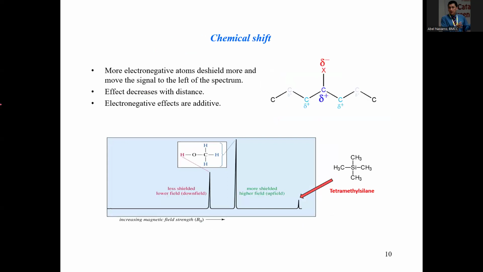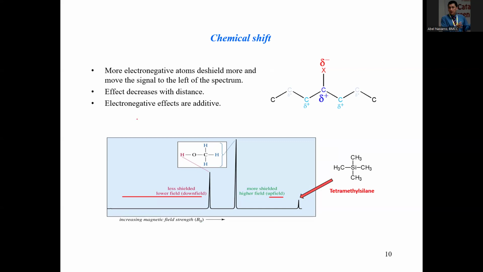Here's how you see it. I told you this already. The left side is called downfield and the right side is called upfield. More electronegative atoms are in the deshielded region, and this is the shielded region. Electronegative atoms deshield more and move the signal to the left side. The effect decreases with distance. That's exactly what I was telling you. The farther you are away from an electronegative atom, the weaker the effect is, so it will be more shielded.